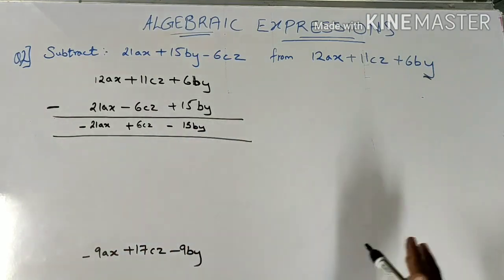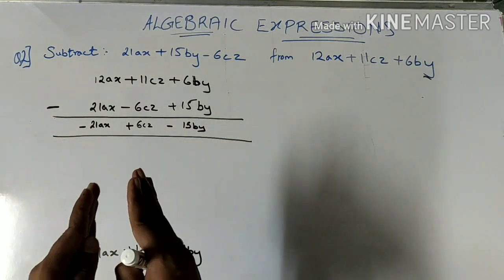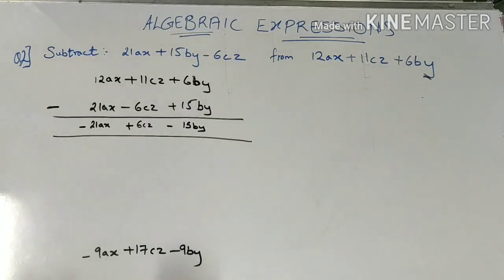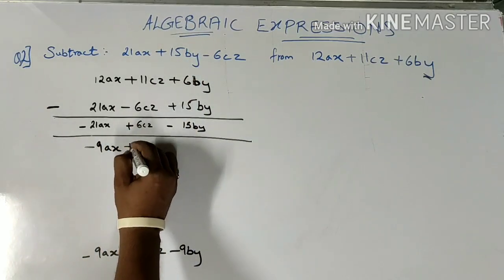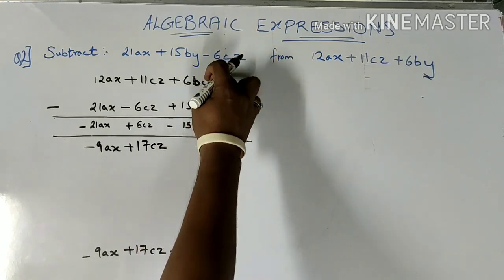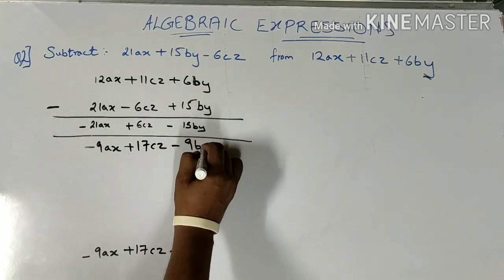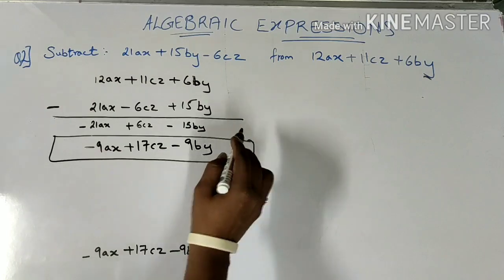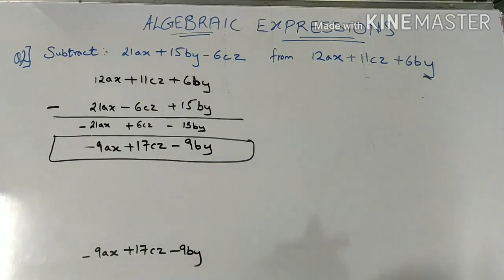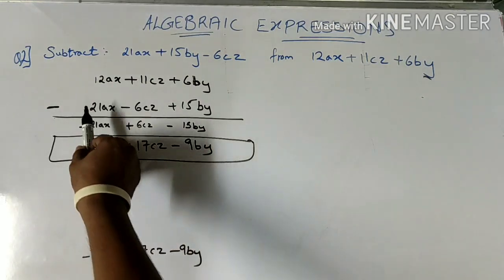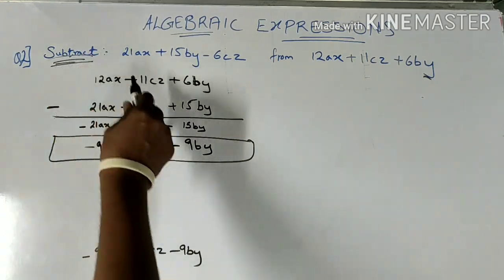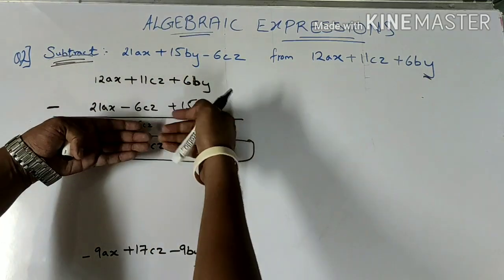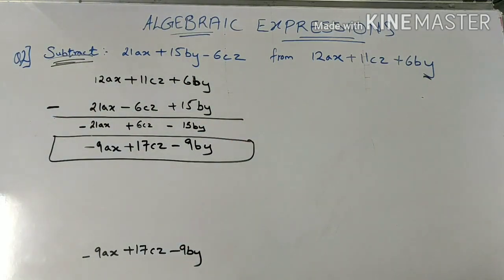Okay, this is because, as we have done in the horizontal method, the minus sign outside the bracket reacts with all the signs inside. Now 12 minus 21ax will give you minus 9ax. 11 plus 6 will give you plus 17cz, and plus 6 minus 15 will give you minus 9by. This is the major change in the vertical subtraction method, that you change the sign of all the terms. In subtraction, only in subtraction, you change the sign of all the terms that are there in the second line, or what you are subtracting.